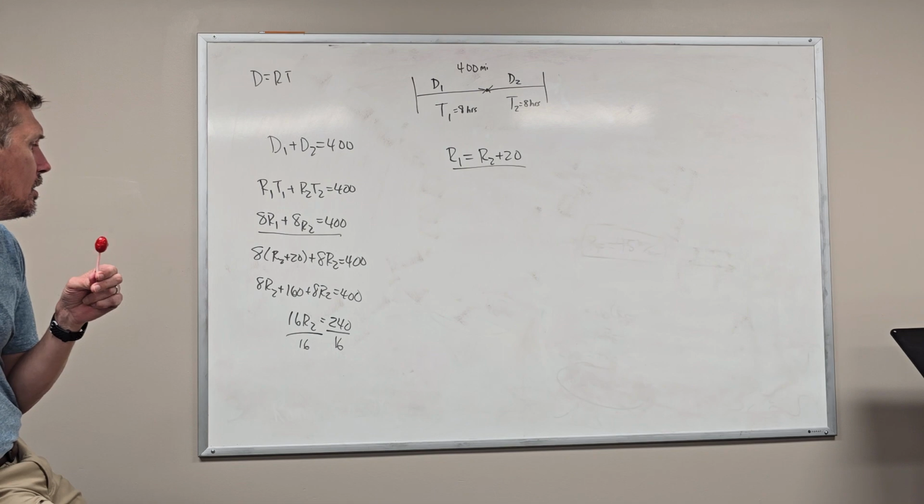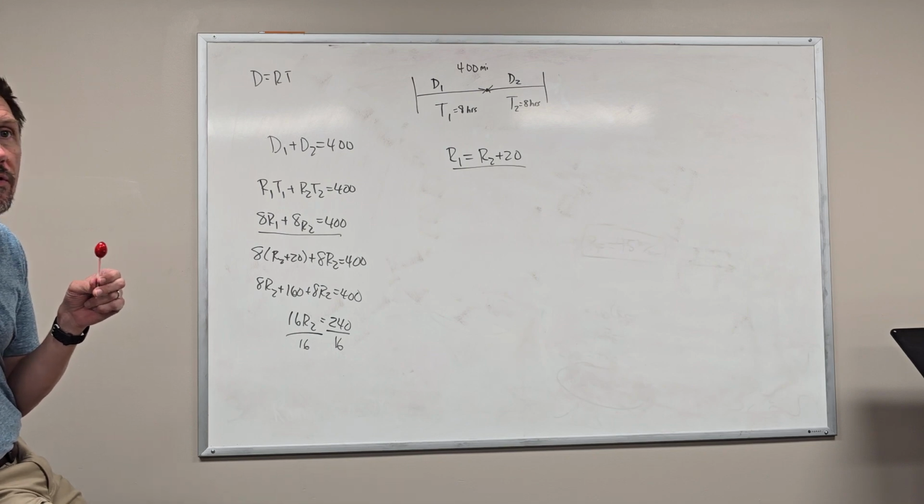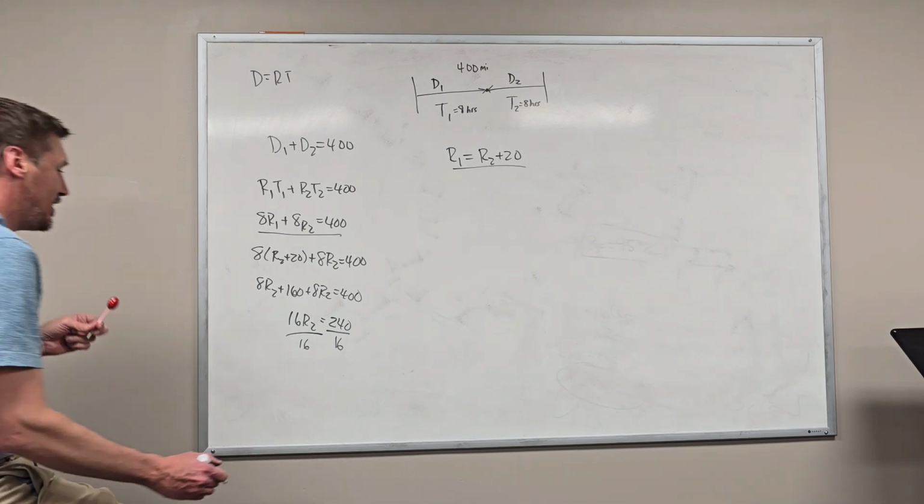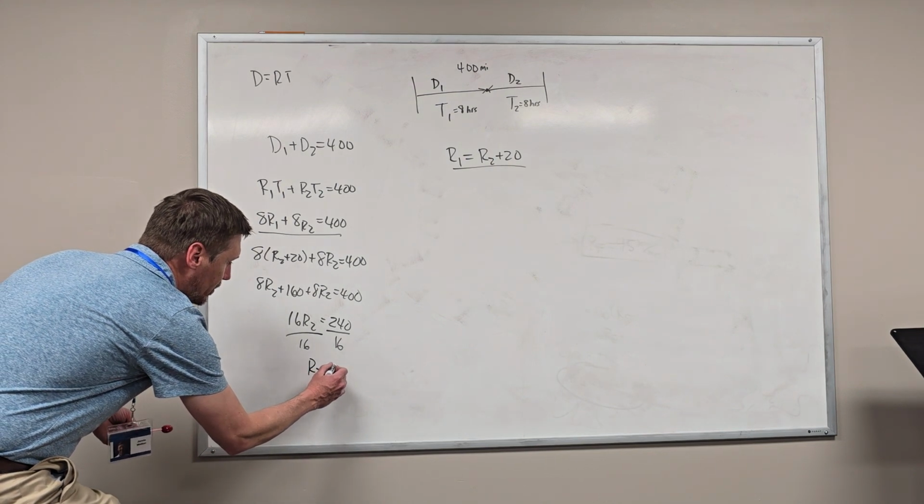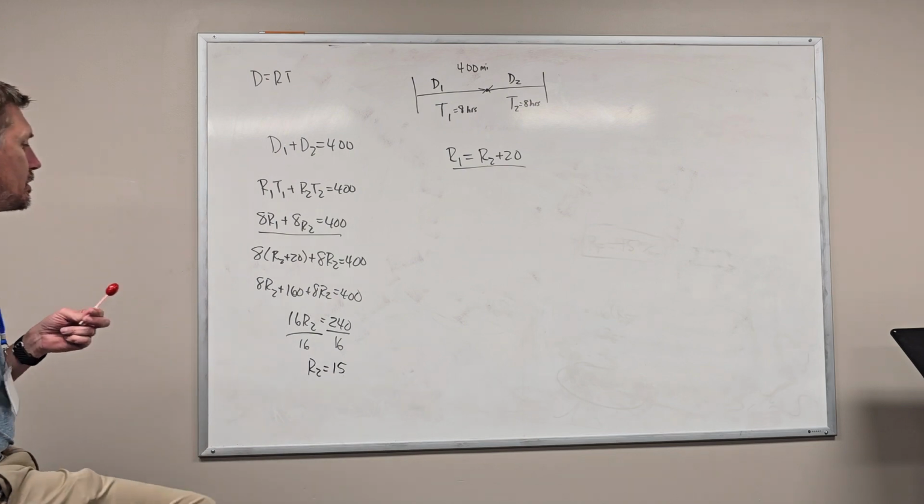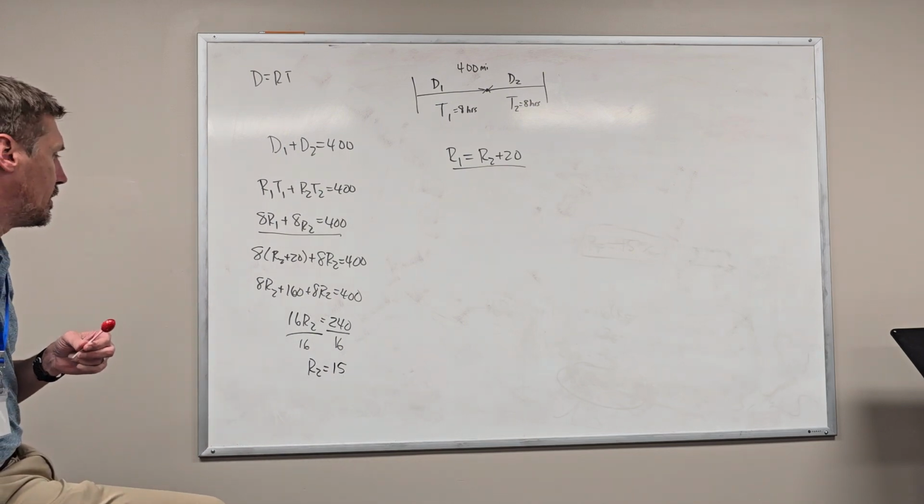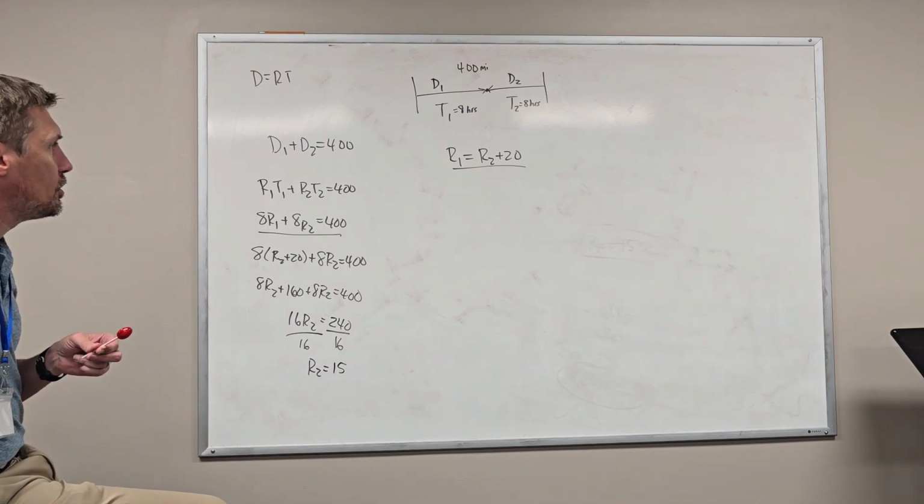It's 15. Yeah, it's got to be 15. 6 times 5 ends in 0, so it's got to be something like that. All right, so R2 equals 15.